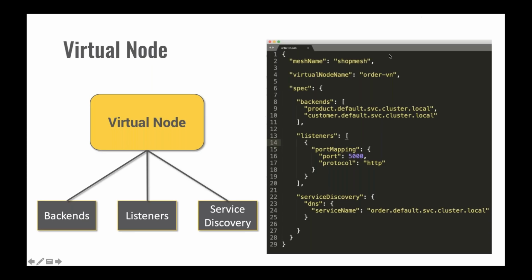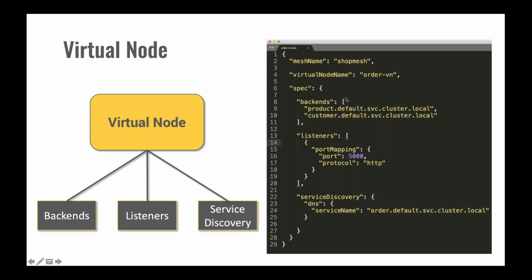So this is how you define a virtual node. A virtual node essentially has 3 elements. So I put the graphical representation and the actual JSON definition. So every virtual node will have a backend. It has a listener and it has service discovery information. So the listener will define the ingress, what is the inbound port.